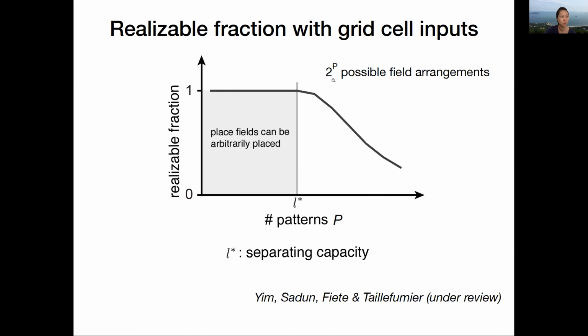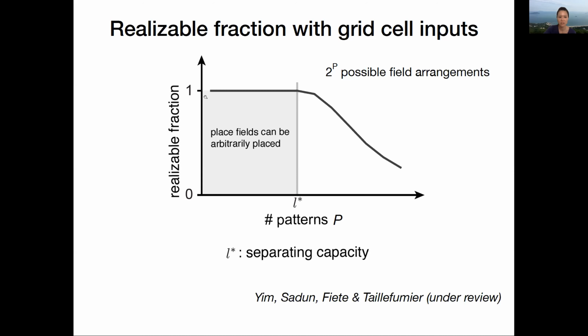And so with p locations, we will have 2 to the p possible field arrangements, which is a big number in a large environment when p is big. And then we can do the same thing. We count the number of realizable field arrangements with grid cell input.